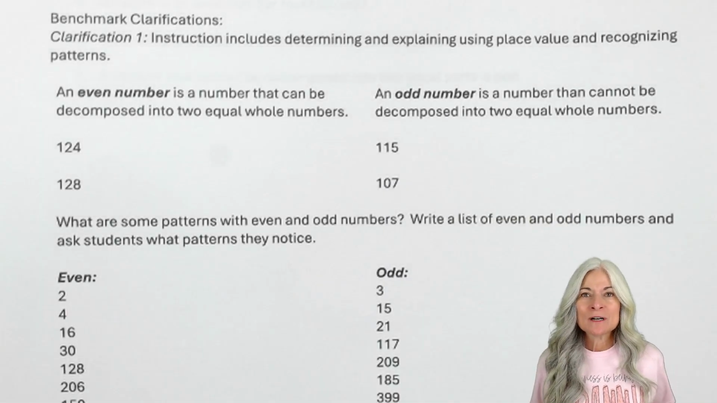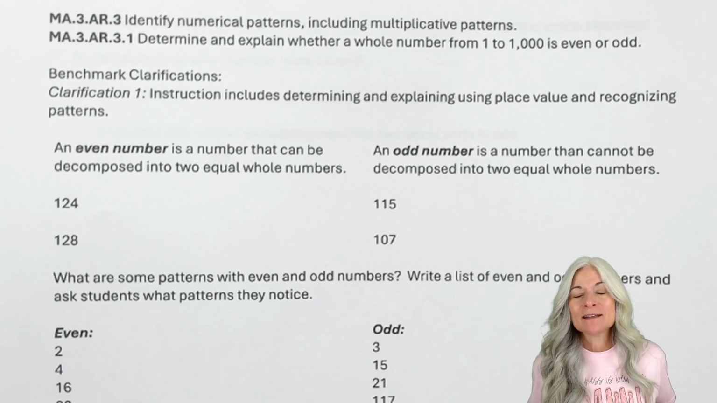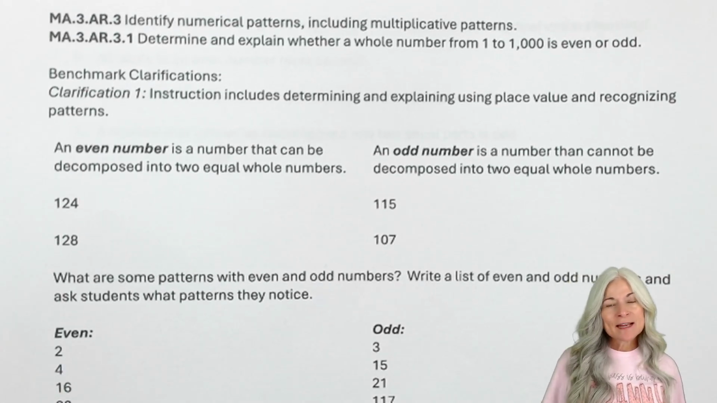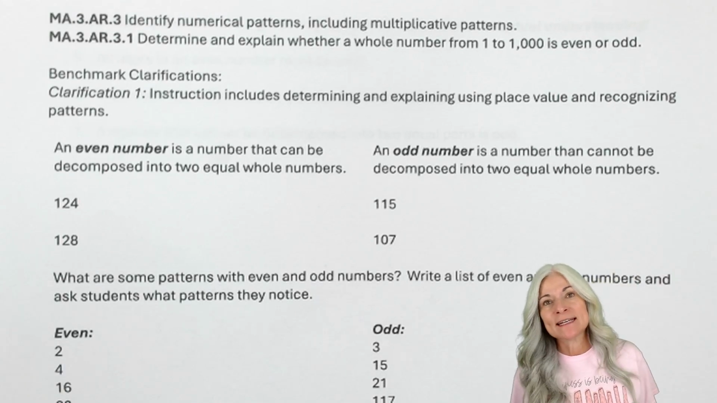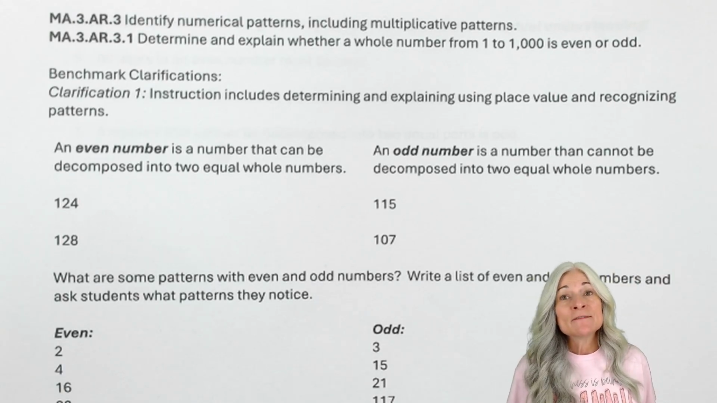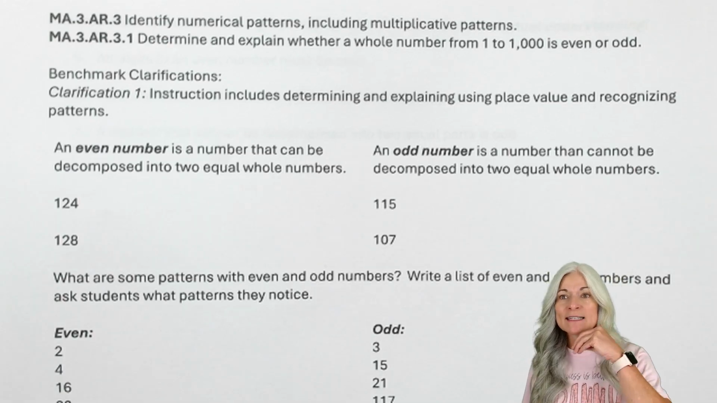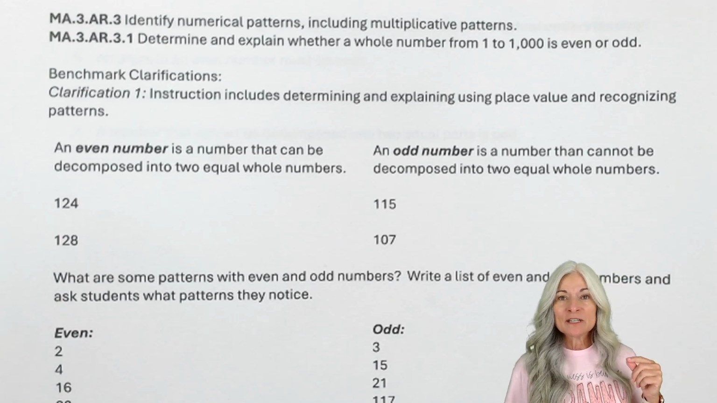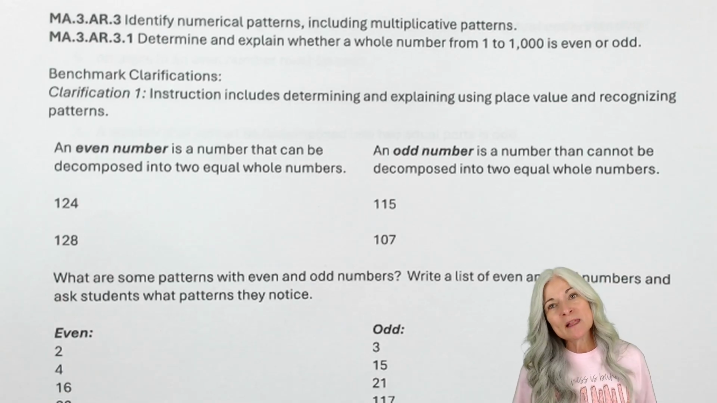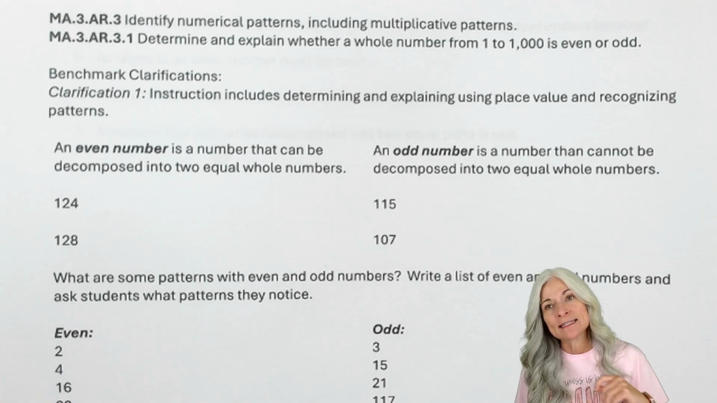Okay, so our standard that we're working on, we're switching gears a little bit, MA3 AR for algebraic reasoning 3, which is identifying numerical patterns, including multiplicative patterns. Obviously, we're just going to be focusing on numerical patterns. The benchmark is 3.1, determine and explain whether a whole number 1 to 1,000 is even or odd.